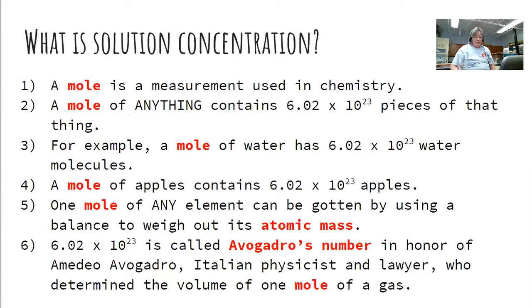So 1 mole of any element can be gotten by using a balance to weigh out its atomic mass. If you've ever looked at the periodic table before, and I have one on the screen we'll look at in a little bit, all those little decimal numbers on there are the atomic masses for the elements. And chemists have figured out that if I measure out the mass in grams of that element, then I'm going to have a mole of atoms of that element.